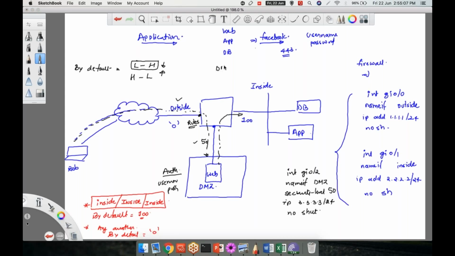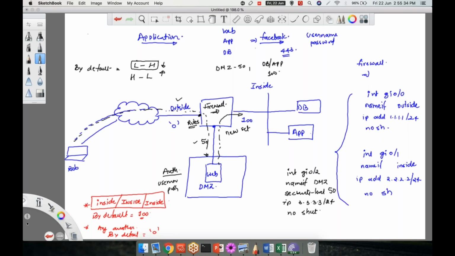Because the DMZ is at 50, while your database as well as your app servers are present where? At 100. That means again a new set of rules you need to apply so that you can move towards an app server over there. So that's how, in production, the firewall will be deployed. On the basis of what? The zones. On the basis of levels.